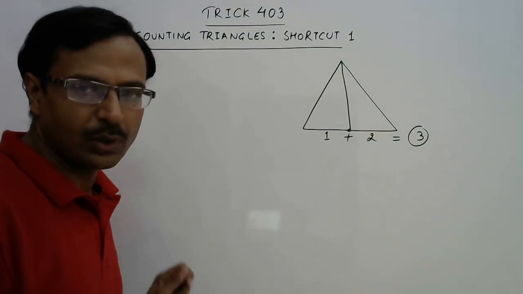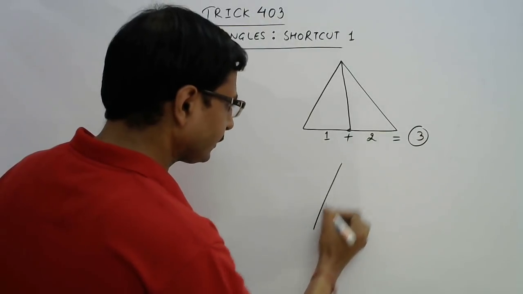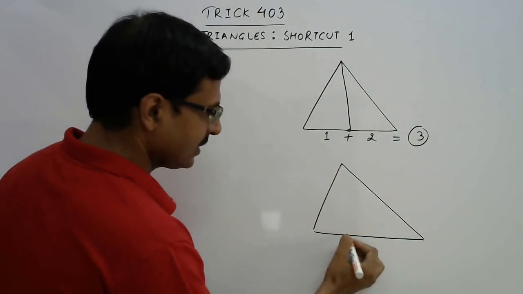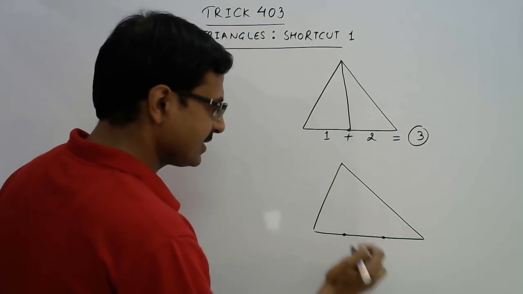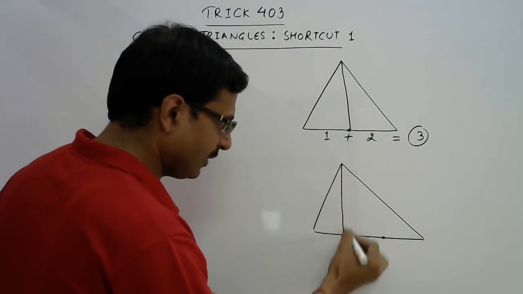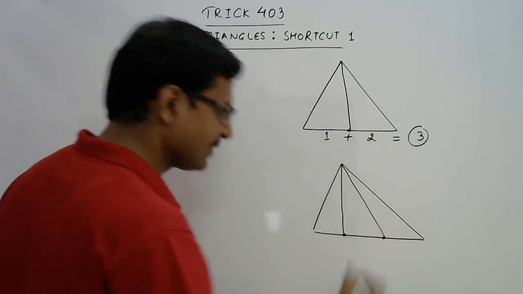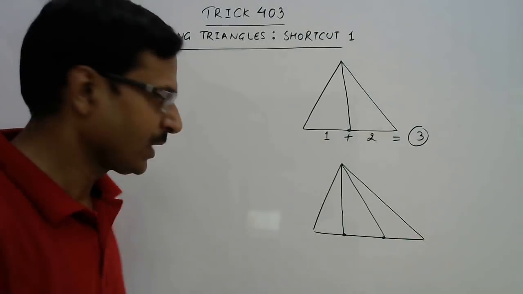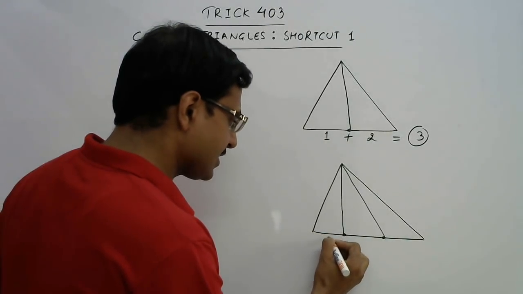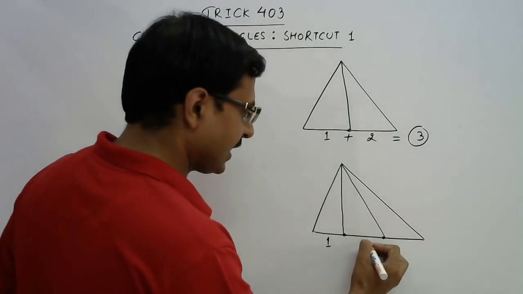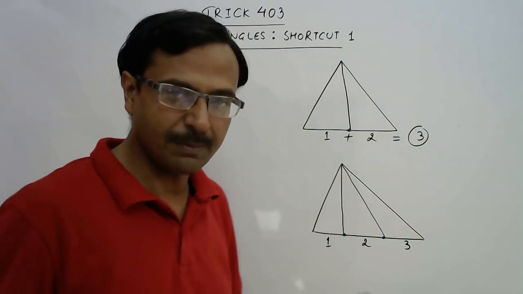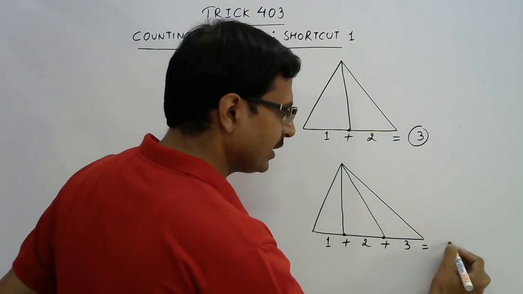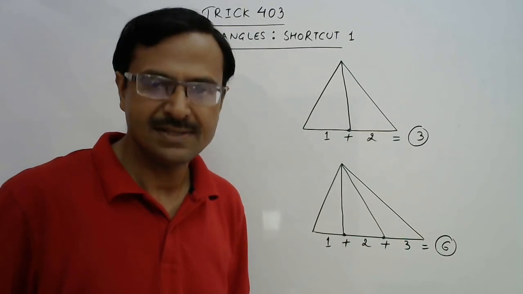So let's have one more figure of this kind. Now this time, this triangle is divided into 3 parts and the vertex is joined with these 2 points on the base. And now we need to know how many triangles are there in this figure. So you see the base, this is the first part, the second part and the third part. So 3 parts of the base. Just add them, you get the total number of triangles as 6.